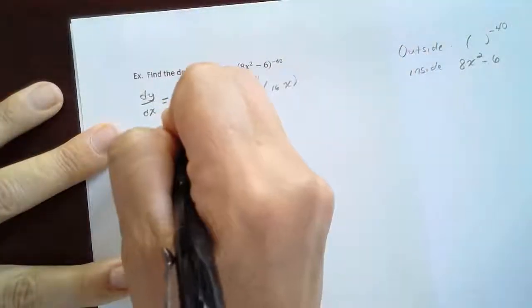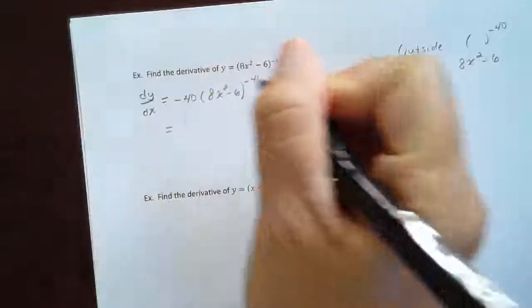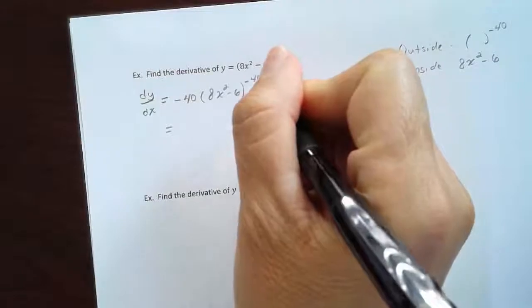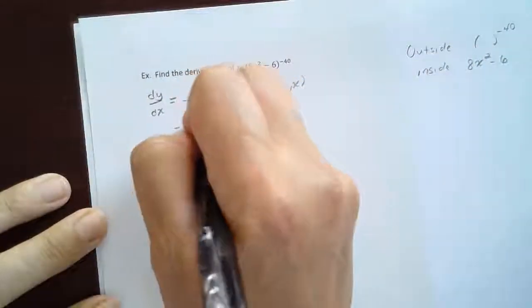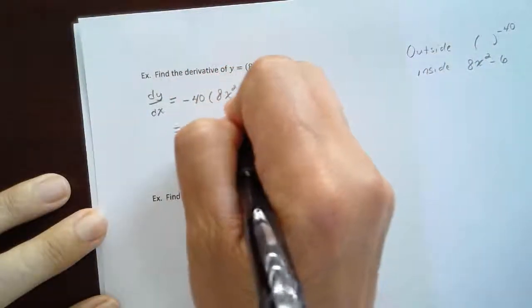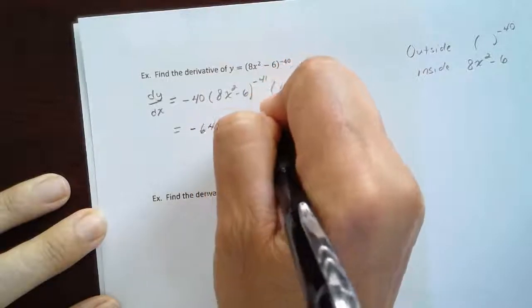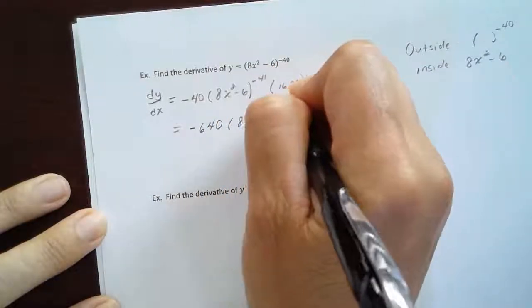Okay, let's go ahead and simplify this. Negative 40 times 16 will be negative 640 times (8x squared minus 6) to the negative 41 power.